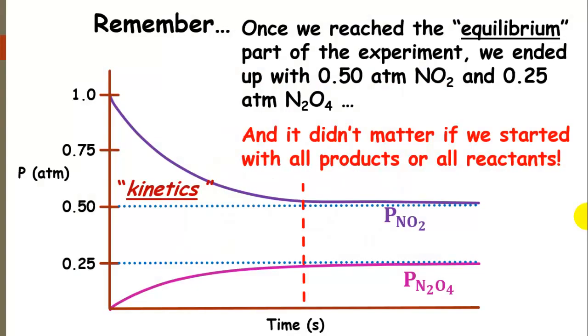Now, just another little reminder. Remember that we did an experiment where we started with all nitrogen dioxide or all dinitrogen tetroxide, and in the end we came up with the exact same partial pressures of each of those gases after the system came to equilibrium. So remember, in this part of the curve where the partial pressures are constant, that's the equilibrium part of the curve. So we have partial pressure versus time. The early part, that's the kinetics part. That's where the forward reaction rate is faster than the back reaction rate. Okay, so just reminding ourselves of that.